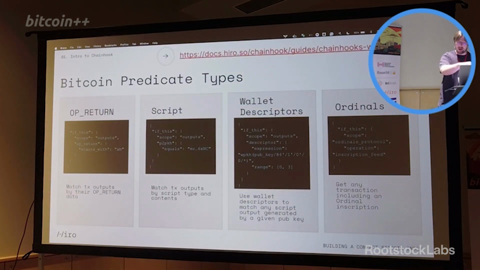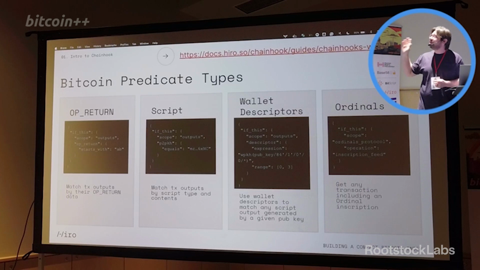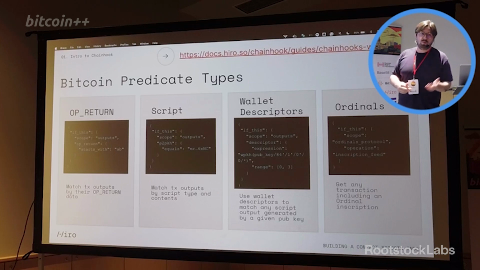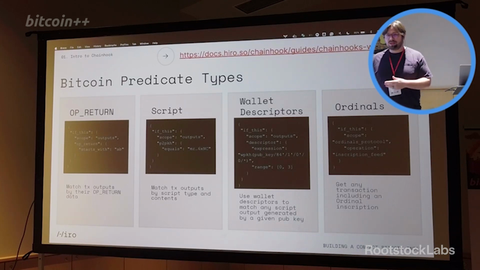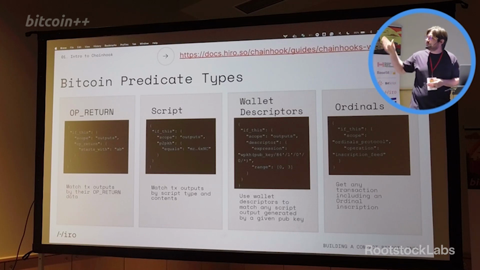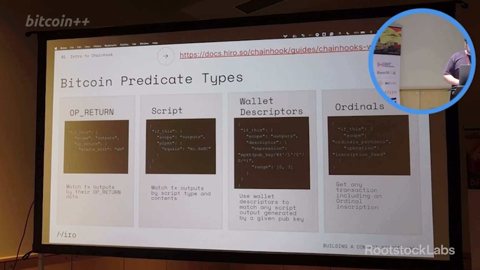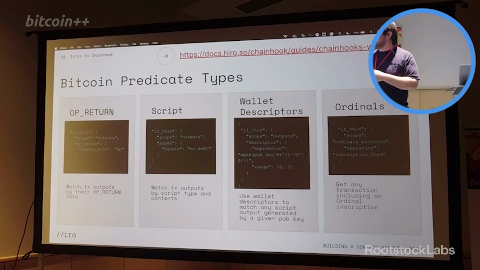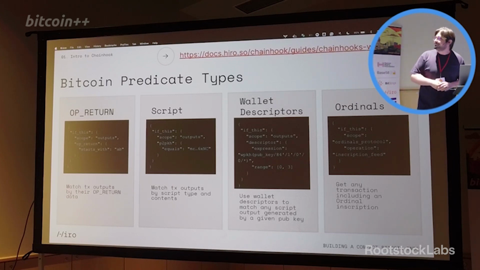On our docs site, docs.hiro.so/chainhook, there are a bunch of different predicate types that are specific to Bitcoin. You can also use Chainhook to index the Stacks blockchain. This is just a few of them, so there are more there, but you can filter on the OP_RETURN. You can get all transactions where the OP_RETURN starts with some data, or ends with some data, or contains some exact data. You can match the transaction outputs by script type, so there's P2PKH and all the different script types, and the actual contents of it. A really powerful one is wallet descriptors.